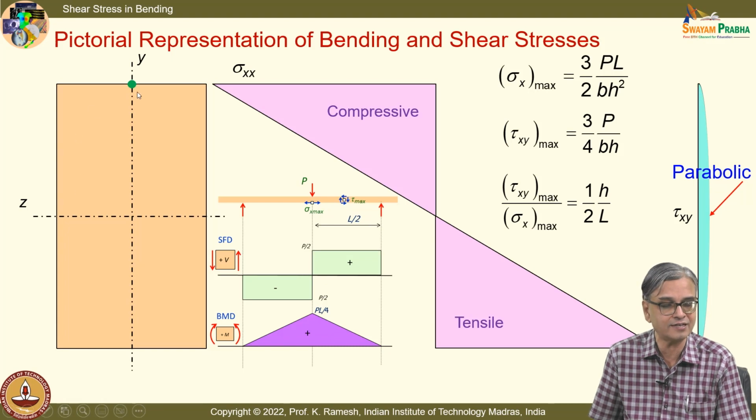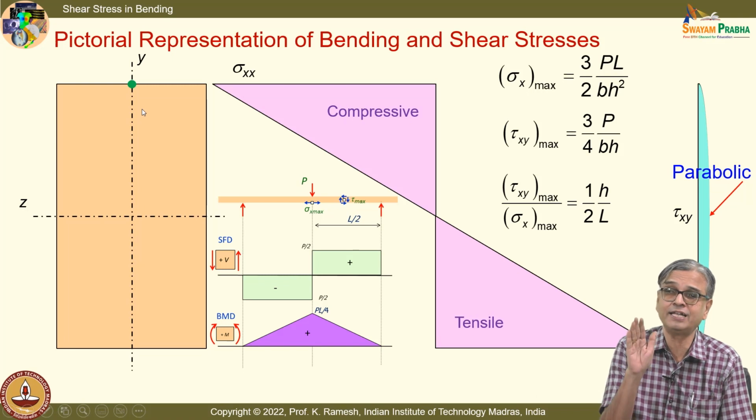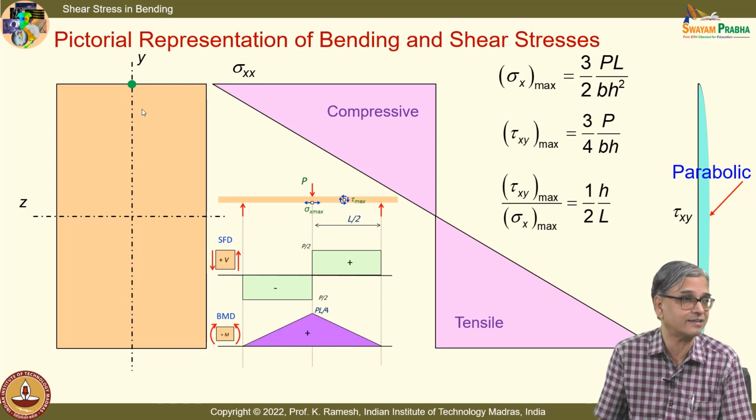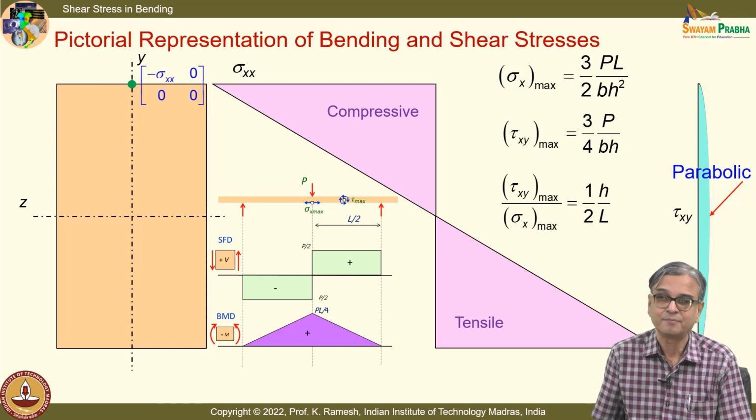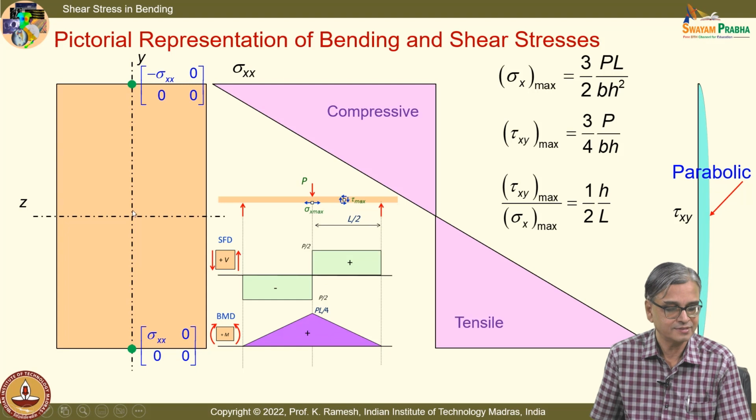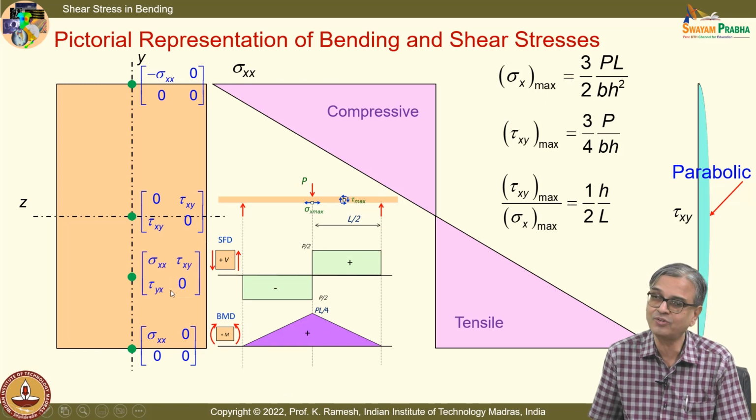Can you tell me what is the stress tensor here? I want you to develop this, see, by the flexure formula you get only one component of stress. You should know how to write this as a stress tensor. Minus sigma xx 0 0 0. And can you tell me what is the stress tensor here? It is tensile. So, it is sigma xx 0 0 0. What is happening at the center? 0 tau xy 0. What is happening at an in-between point? It is sigma xx, tau xy, tau xy, 0.